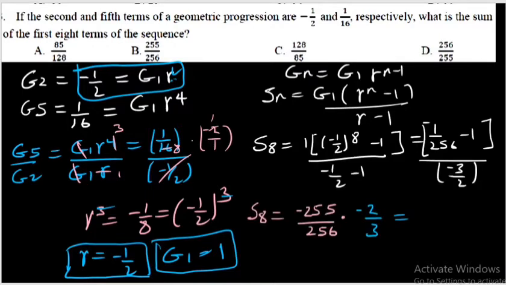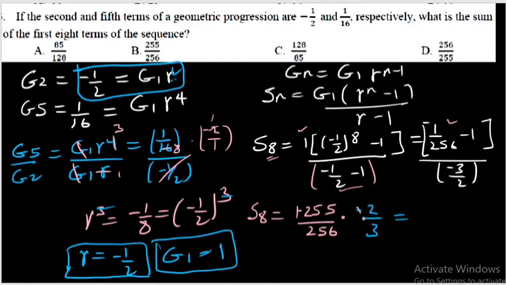So when you write it properly, G1 is 1, and the R is negative 1 over 2, to the power of 8, because we are asked for the sum at 8, minus 1, over negative 1 over 2 minus 1, which is the denominator part. Then negative 1 over 2 to the power of 8 will be 1 over 256, minus 1. Here when you subtract, it will be negative 3 over 2. Then when you minus, we'll get negative 255 over 256, and then we are going to flip the down part, it will be negative 2 over 3.